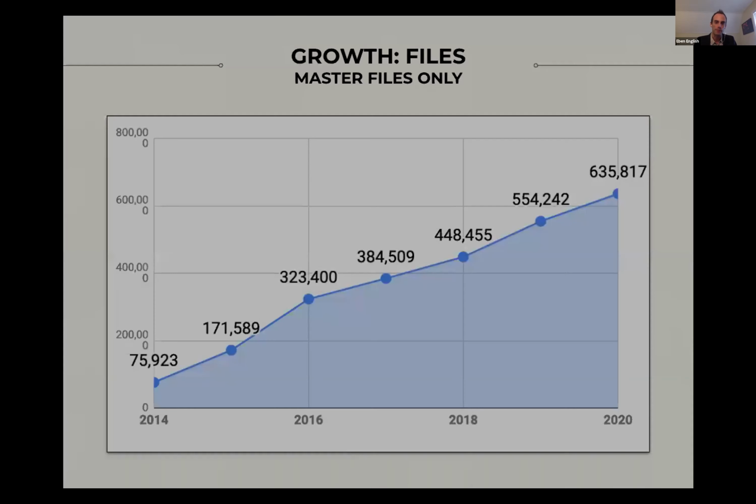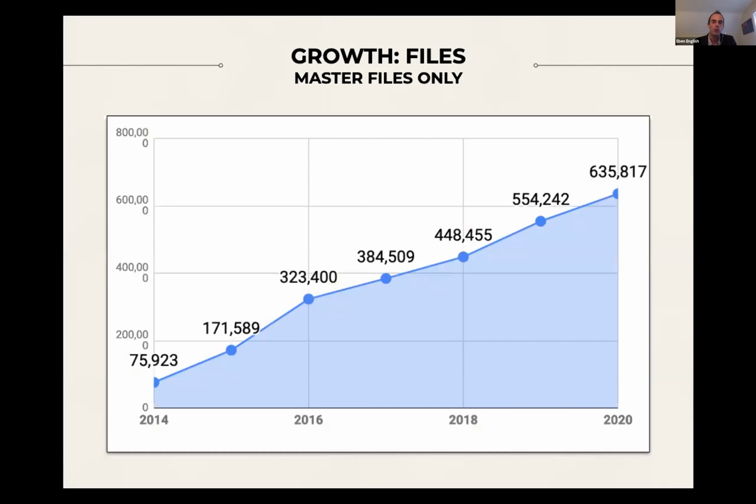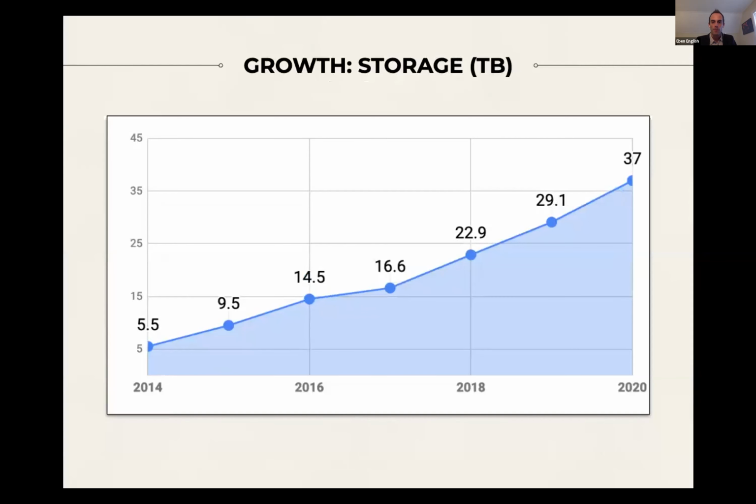So moving on. In terms of hosted material, this is just a look at the number of files that we have in the repository. This is just the master files. When we do an ingest, we create a lot of derivative files for access on the front end. But looking at the number of master files, this has continued to grow at more or less the same rate over the past 3-4 years. And in terms of storage, we're up to about 37 terabytes worth of content.